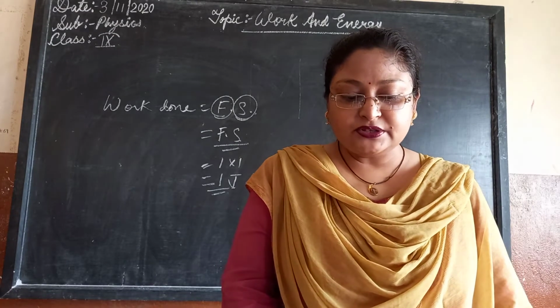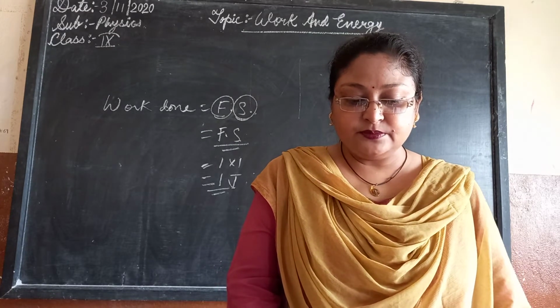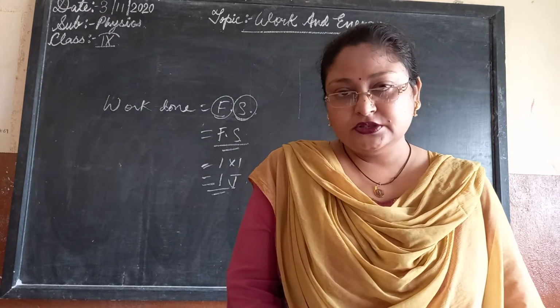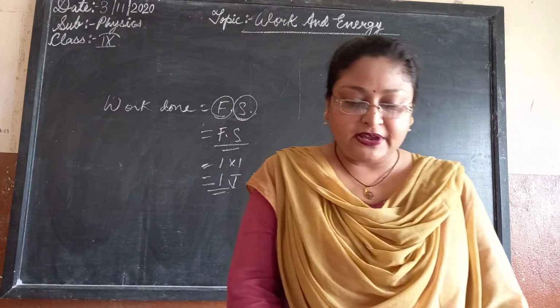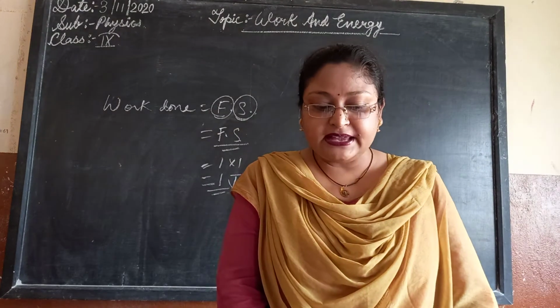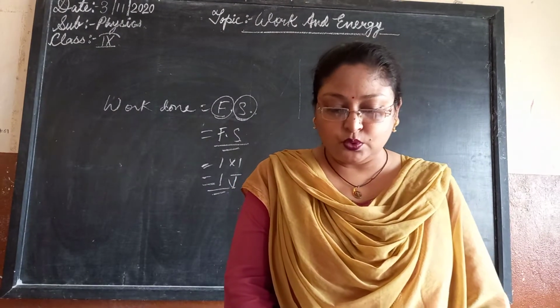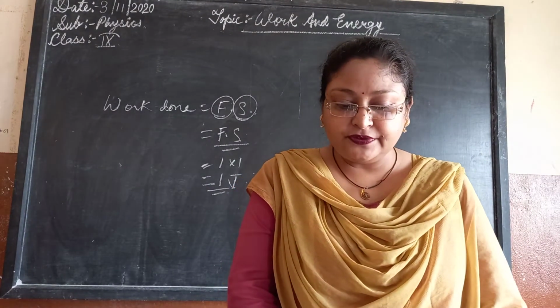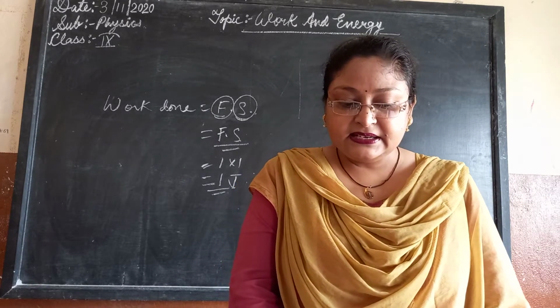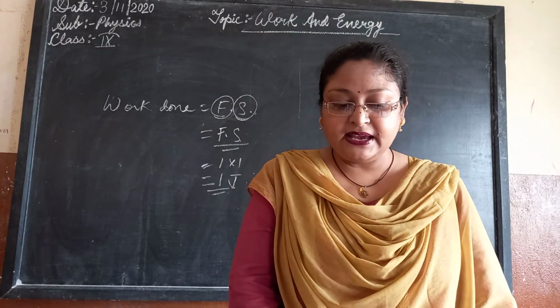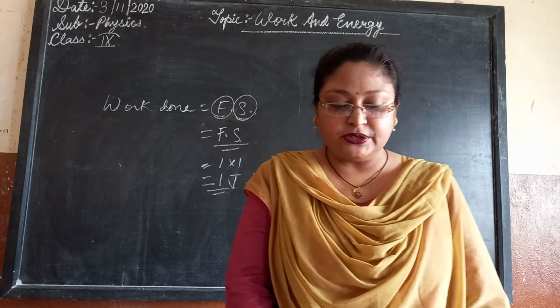The energy possessed by the body is measured in terms of capacity to do work. So the capacity to do work is in the form of energy. That is, 1 joule is the energy required to do 1 joule of work. Sometimes a larger unit of energy is used, called a kilojoule or kJ, where 1 kJ is equal to 1000 joules.